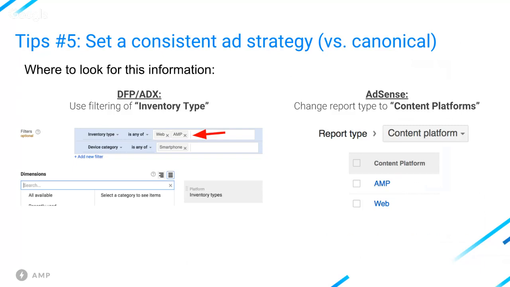If you want to pull the AMP ads performance on DFP or AdX, you can simply go to query and filter inventory type. And then for AdSense, you can simply go to your UI, go to a common report, and then change the report type to content platform. From there, you'll see the breakdown of performance of AMP versus the Canonical.